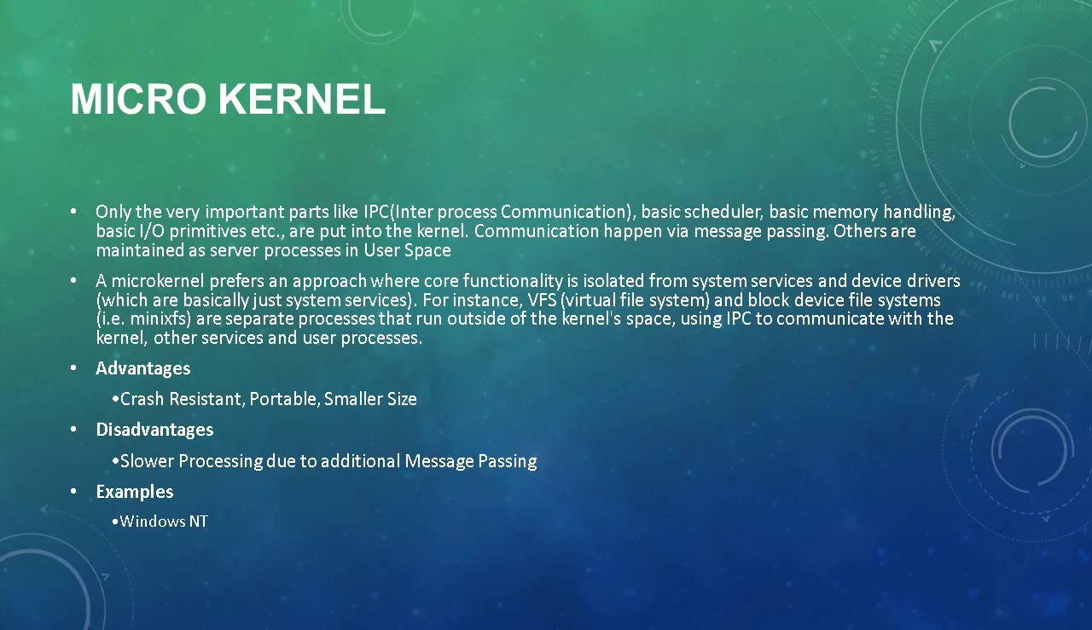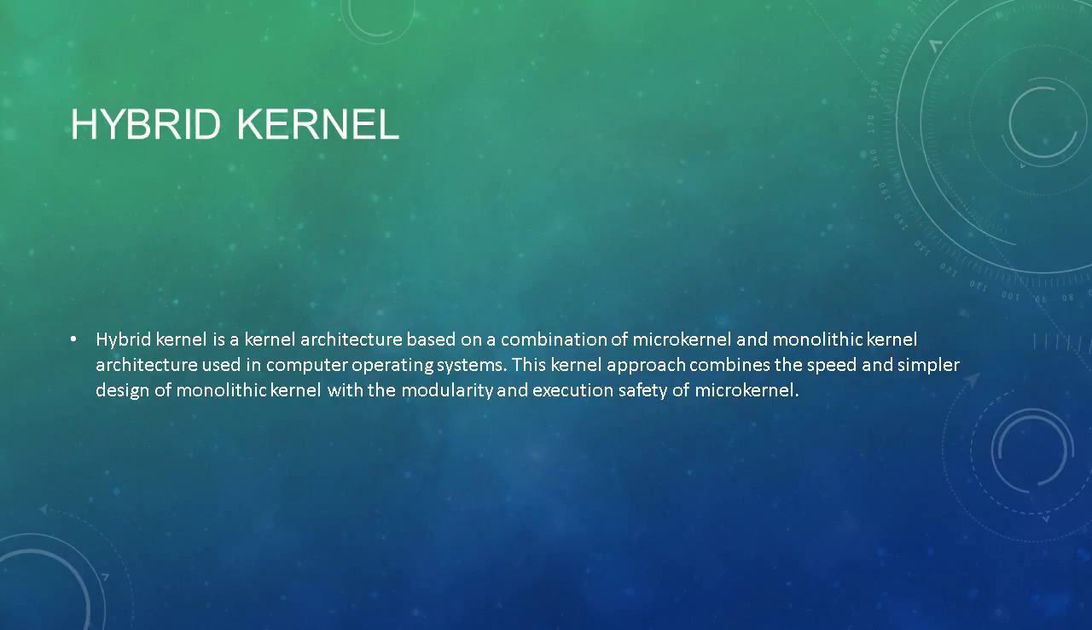Examples include Windows NT. Hybrid kernel is a kernel architecture based on a combination of microkernel and monolithic kernel. This kernel approach combines the speed and simpler design of monolithic kernel with the modularity and execution safety of microkernel.